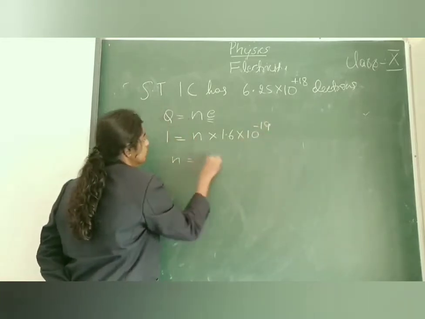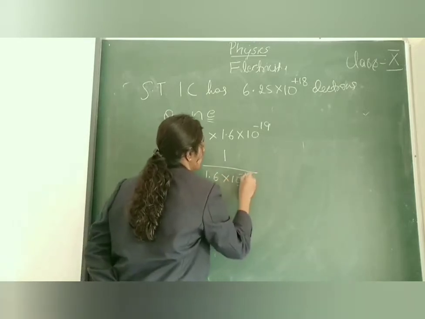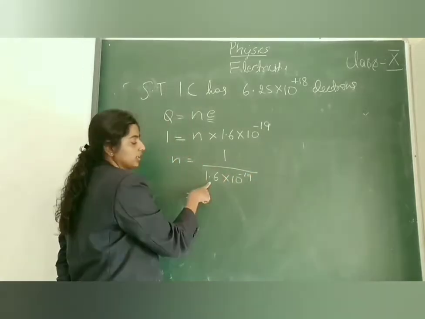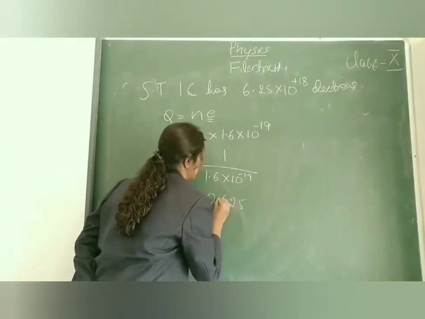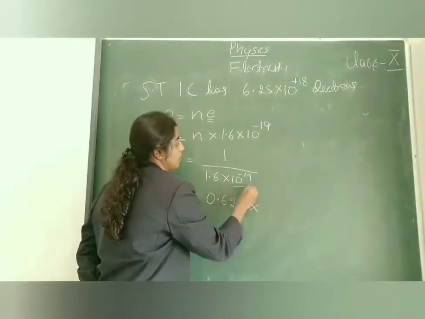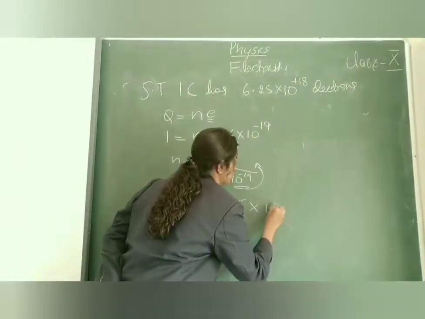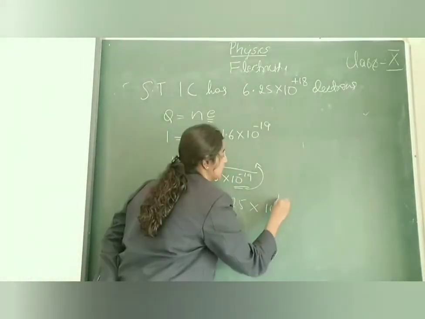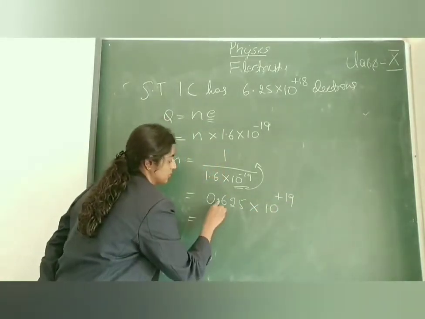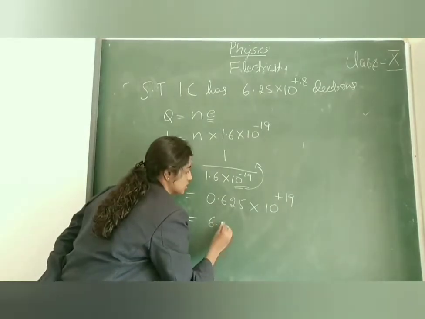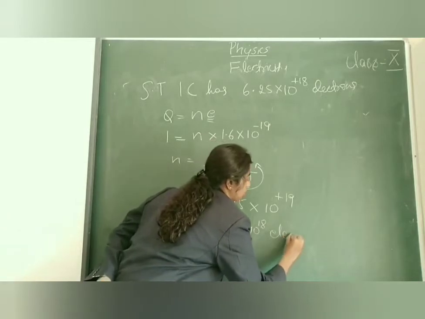Now N is equal to 1 divided by 1.6 into 10 to the power minus 19. 1 divided by 1.6 will become 0.625. Calculate that one. And when this comes to the numerator from the denominator, it becomes positive, that is 10 to the power plus 19. Now we will shift the decimal point by 1. If we shift this point, we will get 6.25 into 10 to the power 18 electrons.